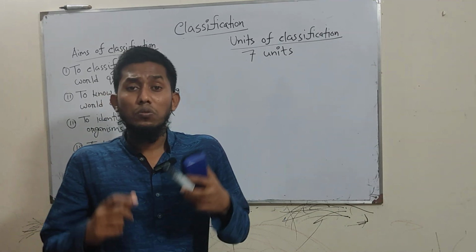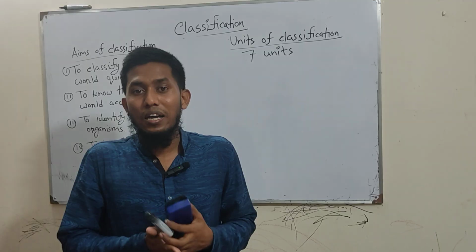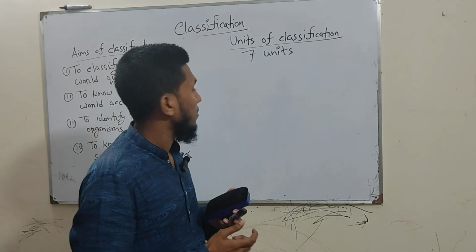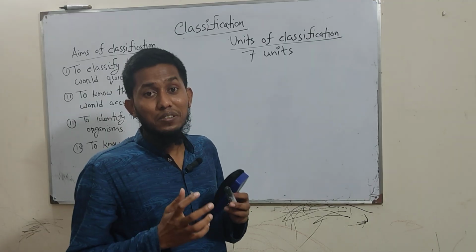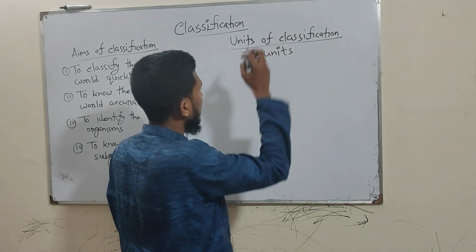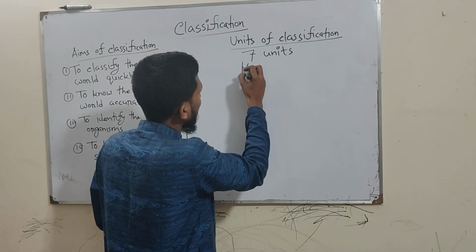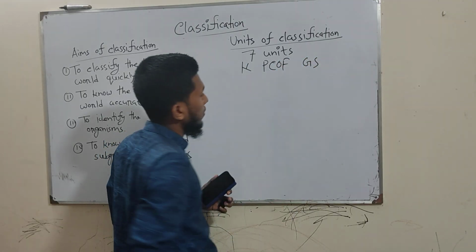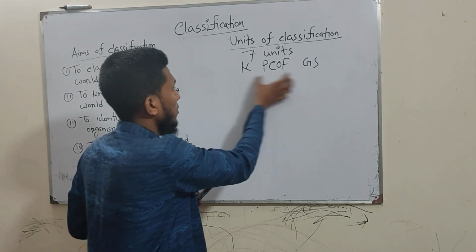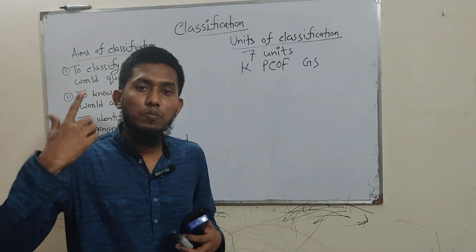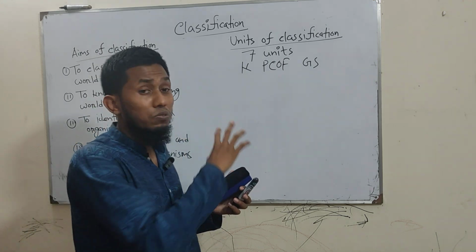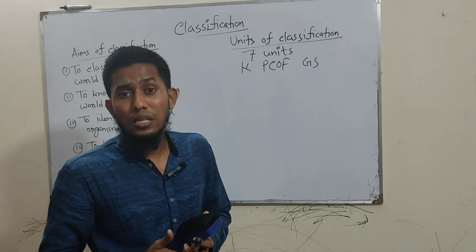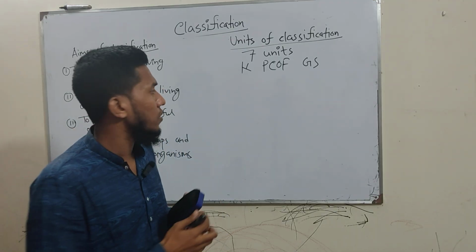You have to know these units serially, and for that I am giving you some techniques so that you can remember these units serially. Look at the board: K peak of GS. By using this line you can easily write down these units serially. K peak of GS. I told you there are 7 units of classification.